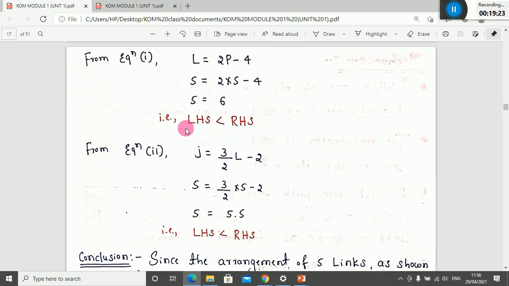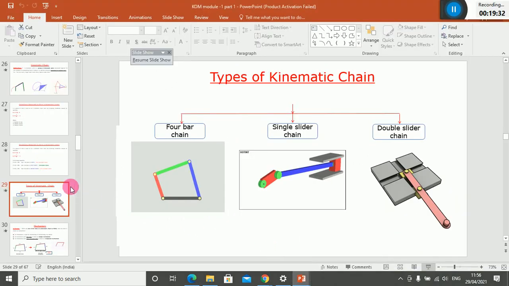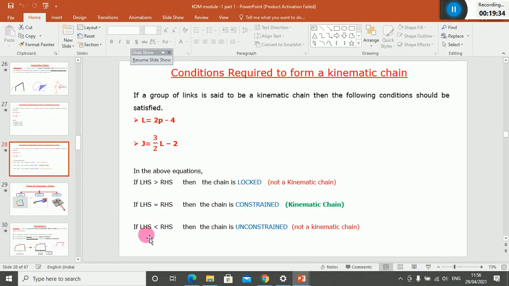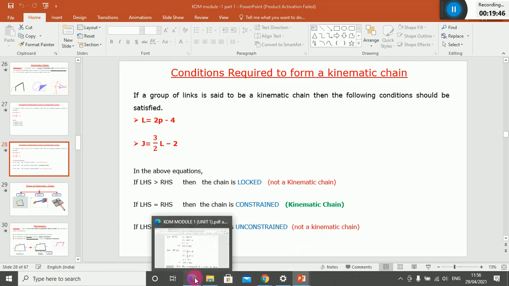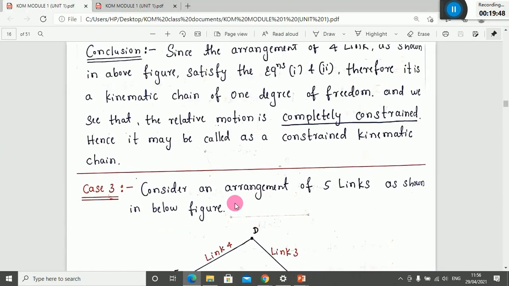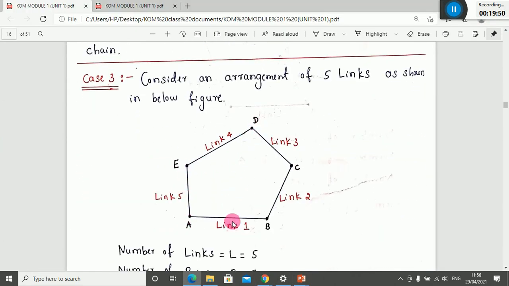It means both the equations are concluding that LHS is less than RHS. So this is the third case. If LHS is less than RHS, then the chain is known as unconstrained. It means it is not restricted to a certain path. It is not a kinematic chain. Just try to build this type of chain, which is having 5 links.